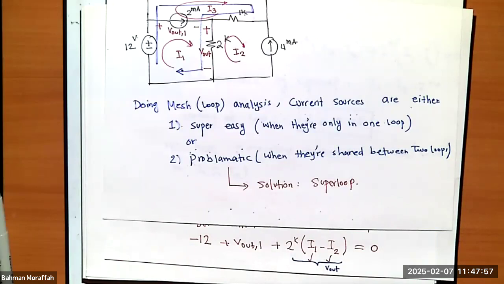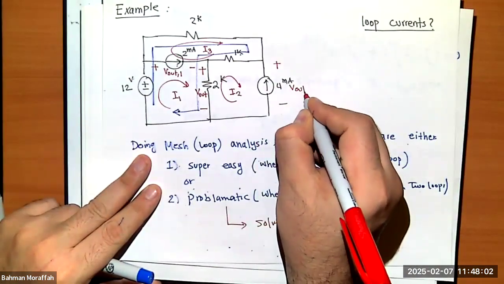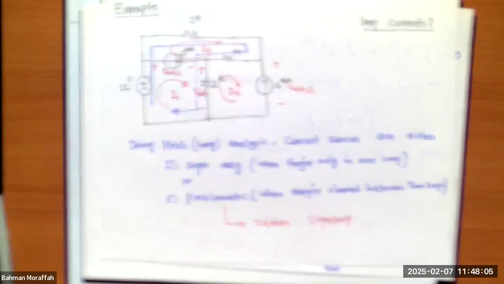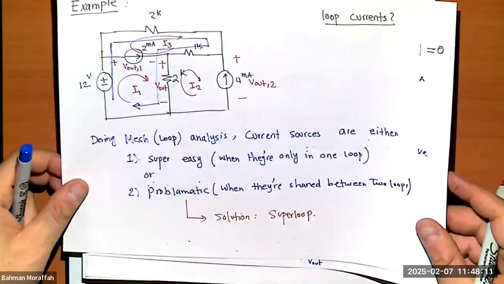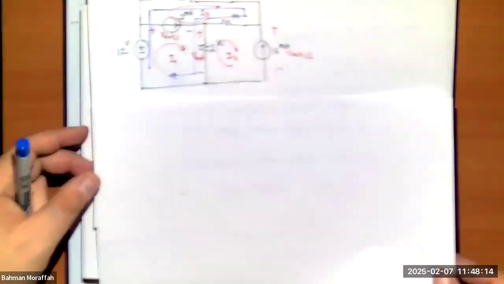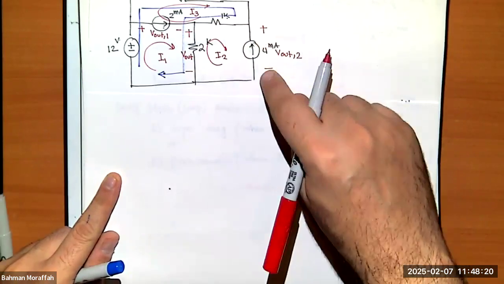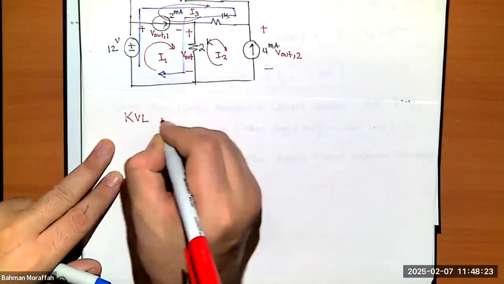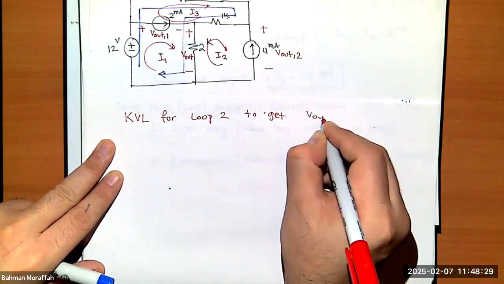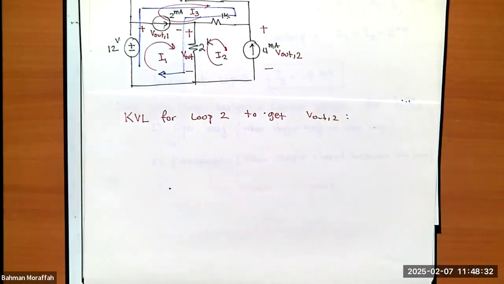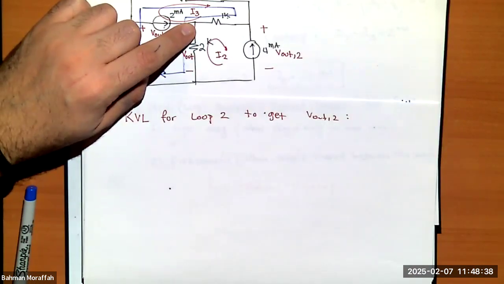What if I told you to find this voltage? The Vout2. What is that? How can I do this? Well, all I need to do is write a KVL for this, right? I'm going to know exactly what this voltage is. So KVL for loop 2 to get Vout2. How do we write it? Let's go here. What do I have?